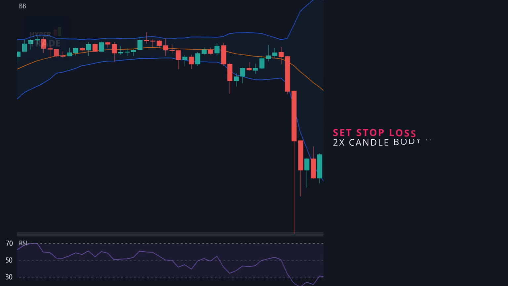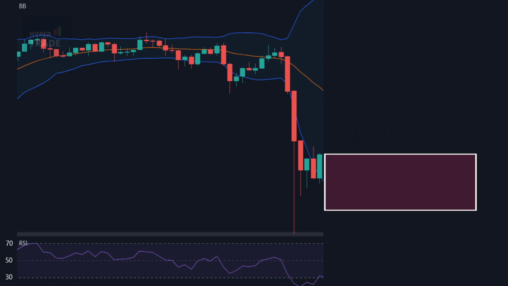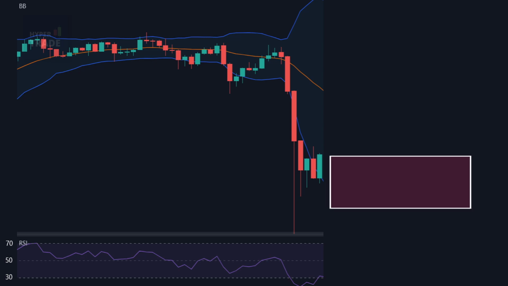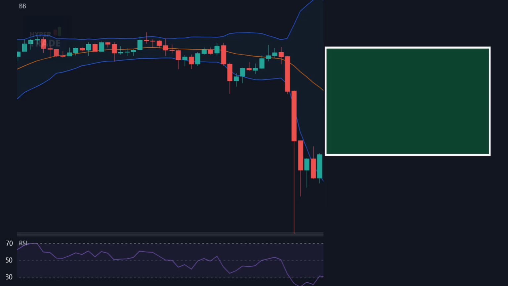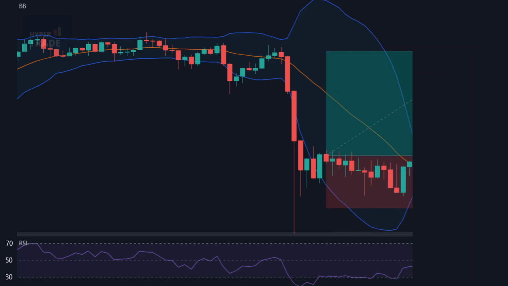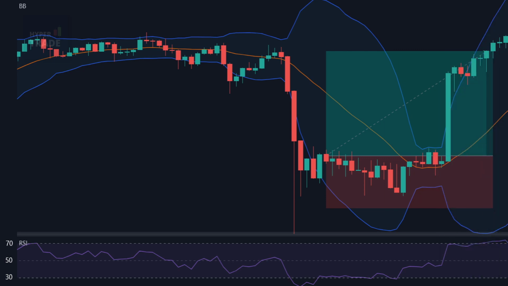For the stop loss, set it 2 times the height of the current candle body. We should set the stop loss here. After that, set the take profit 2 times above the stop loss. Time to see how this trade performs. As you can see, the strategy makes profit for the first time. We showed our first buy trade that was so good.